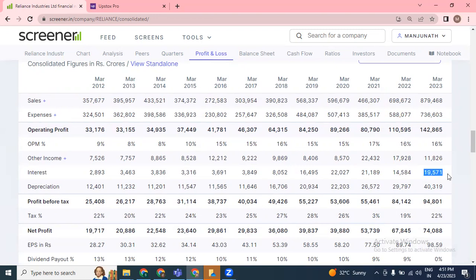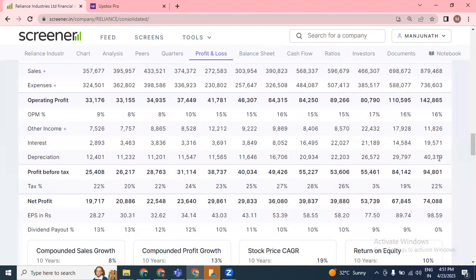Interest has increased. Investors will think on this. Why has interest increased? Have they taken any loan, or is it because the repo rate has increased? What exactly are they paying more for? We'll have to understand. Or have they taken an additional loan? Depreciation has increased vastly, from 29,000 crore to 40,000 crore. We have to think about whether their investments are going on. Where is their investment going? Why exactly is depreciation increasing? So this one we have to look after.